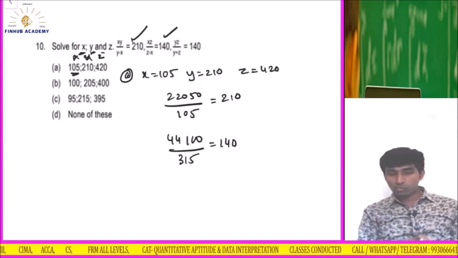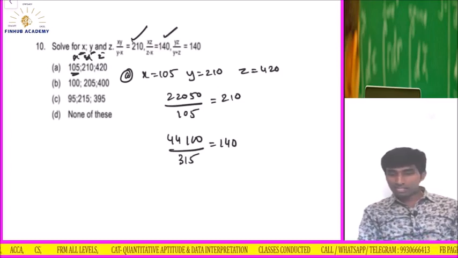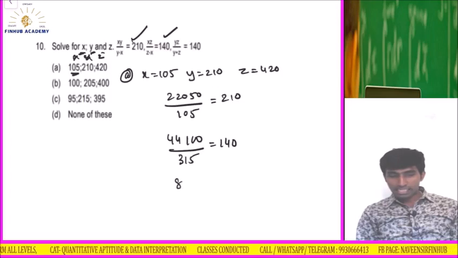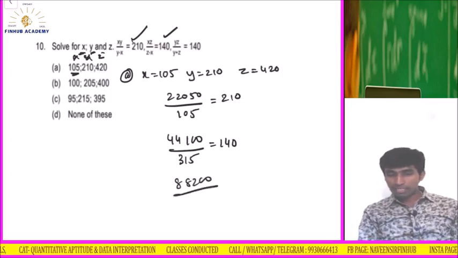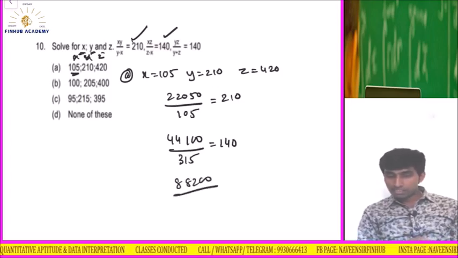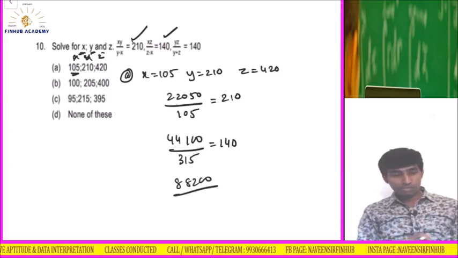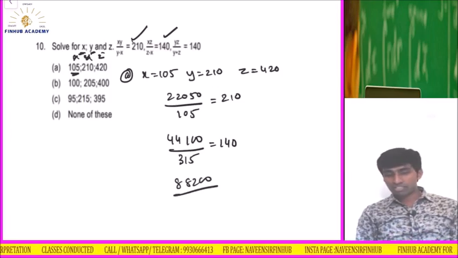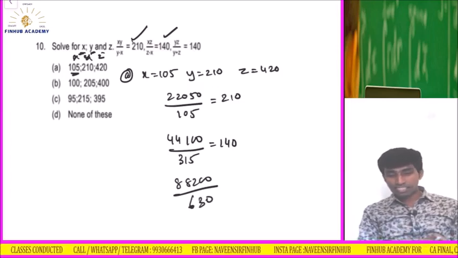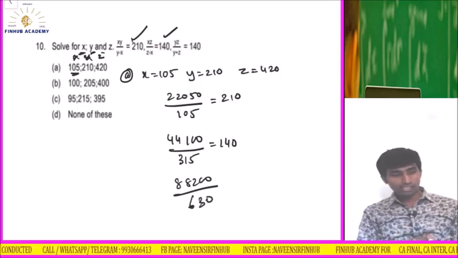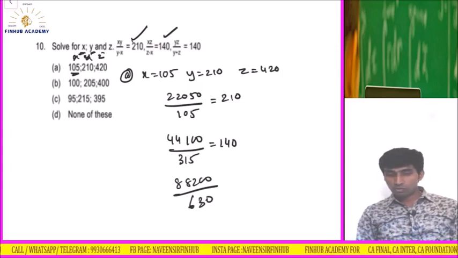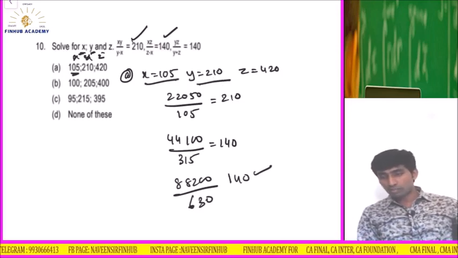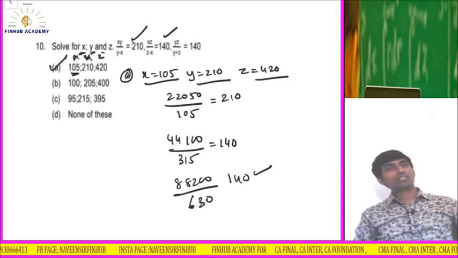Let's see the third one. Y into Z, 210 multiplied by 420. So I am getting 88,200 divided by Y plus Z. That means Y plus Z, it is not minus. Y plus Z, 210 plus 420. So the denominator is what? 630. Let me check. 88,200 divided by 630. The answer is what? 140. So this is also satisfied. So X is 105, Y is 210 and Z is 420. Understood? Easy.